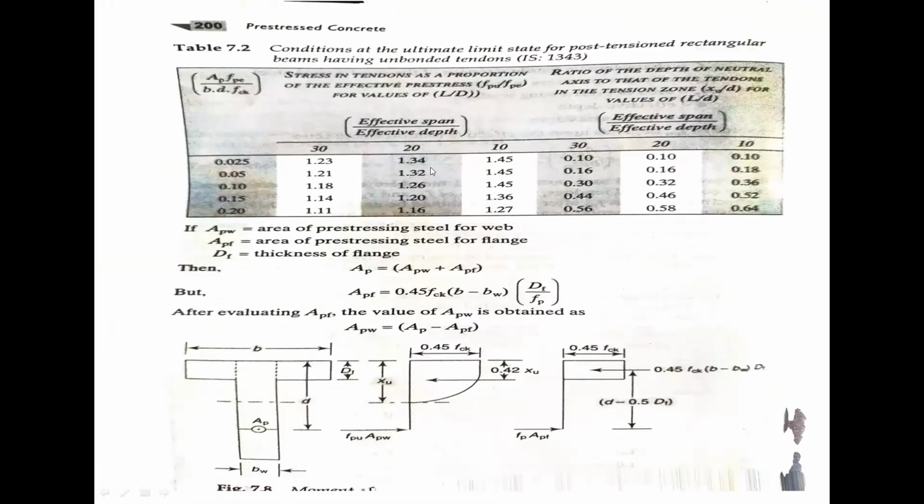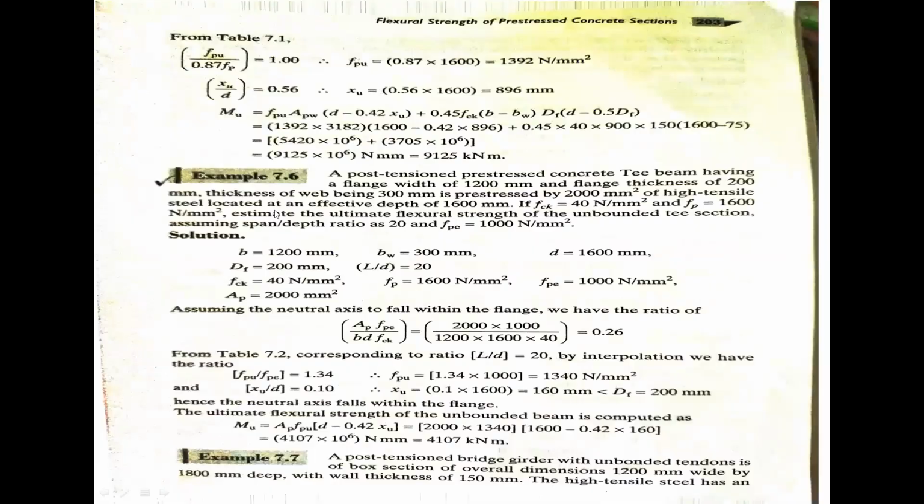1.34 for this value, 0.026 got the value. For 20, 1.34, and affected by 20 for 0.10. For 0.025, you have 0.026 got the value.